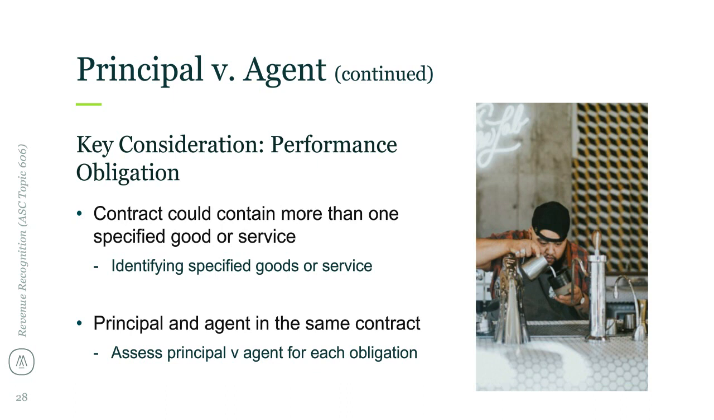Appropriately identifying the specified good or services to be provided to the customer is a critical step in identifying whether the nature of the entity's promise is to act as a principal or an agent. Keep in mind when evaluating each good or service within a contract, you may determine you are both the principal and the agent.